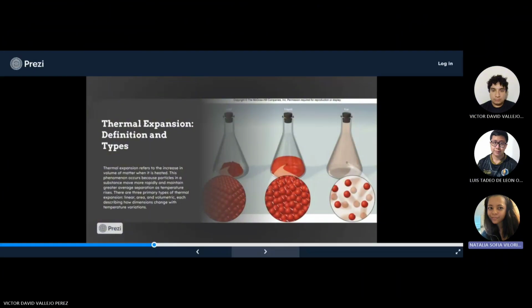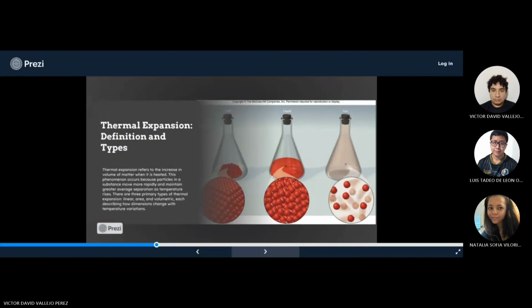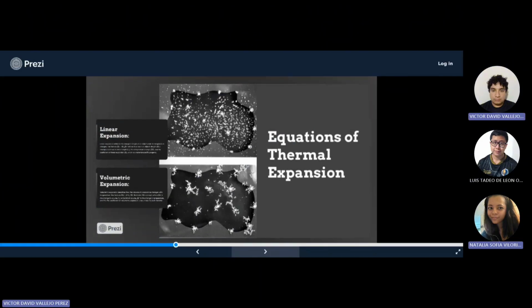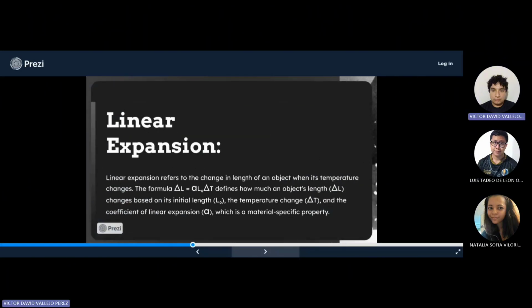Now we're going to expand a little on thermal expansion. That is the change in the size of a material due to a change in temperature. Equations of thermal expansion. Linear expansion. Linear expansion refers to the change in length of an object when its temperature changes.